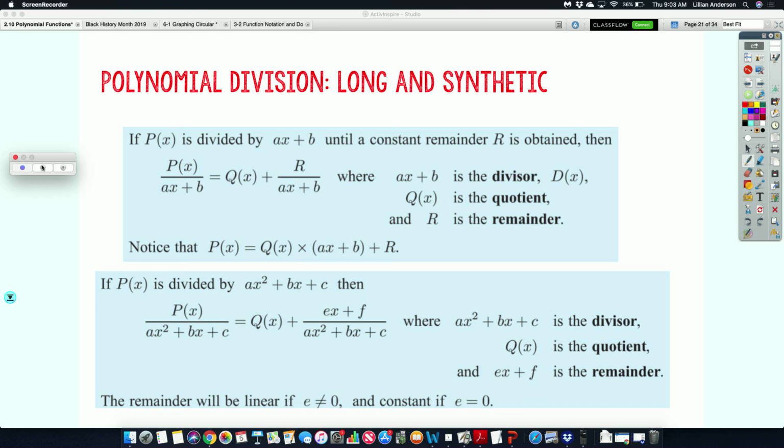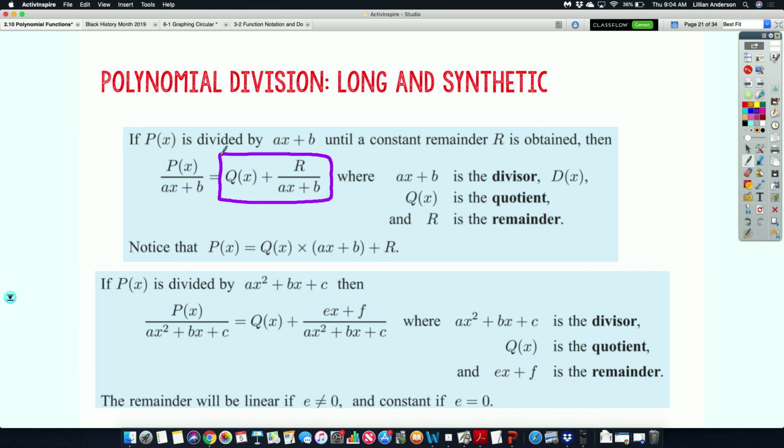Okay. So this is just recapping that if you have a polynomial function and it's being divided by a linear factor ax plus b until you're left with a constant remainder, which is r, then basically your result is written like so. Okay? Where q of x represents your quotient, r is your remainder, and then ax plus b is your divisor. Because remember, you should have written it as the quotient plus the remainder divided by the divisor. You should never put the r colon and then the remainder.